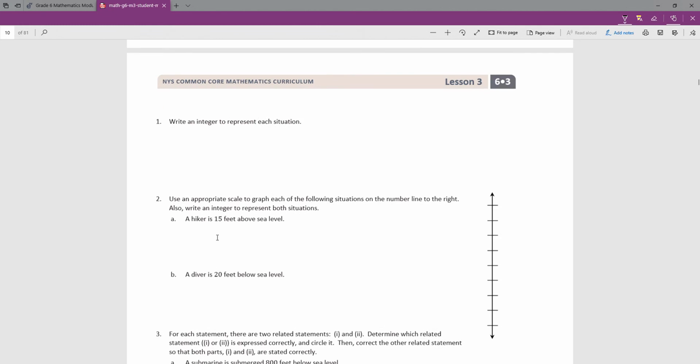Write answers to represent each situation. Use an appropriate scale to graph each of the following situations on the number line to the right. A hiker is 15 feet above sea level. So you put him right here. Then a diver is 20 feet below sea level. He's mean. Diver is the big loser. So he will go up here.